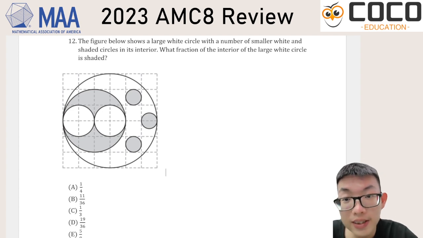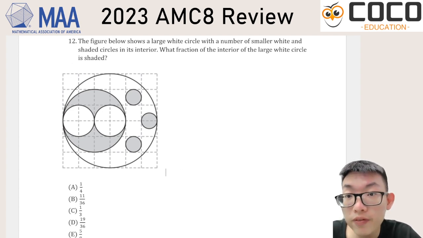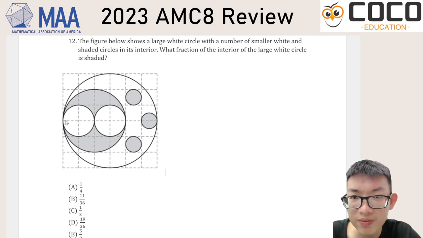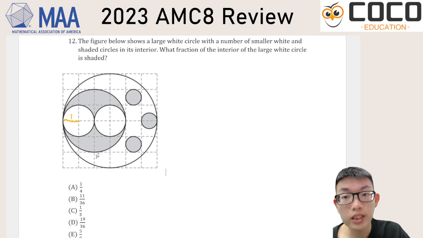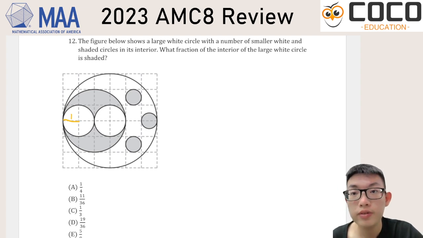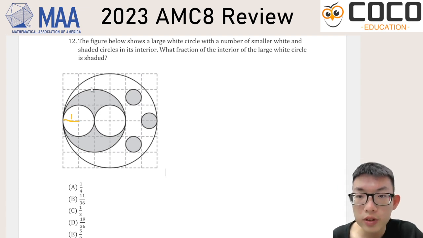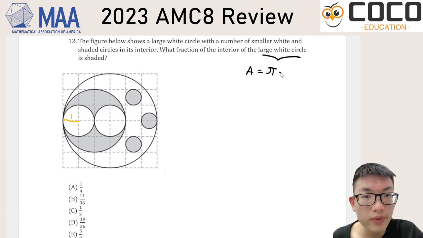So essentially, we can just treat the small squares in the grid to have a length 1 unit or 1 cm, I'll call it 1. And we just do a lot of addition and subtraction. So the big circle has radius 3, and so pi times 3 squared is 9 pi.